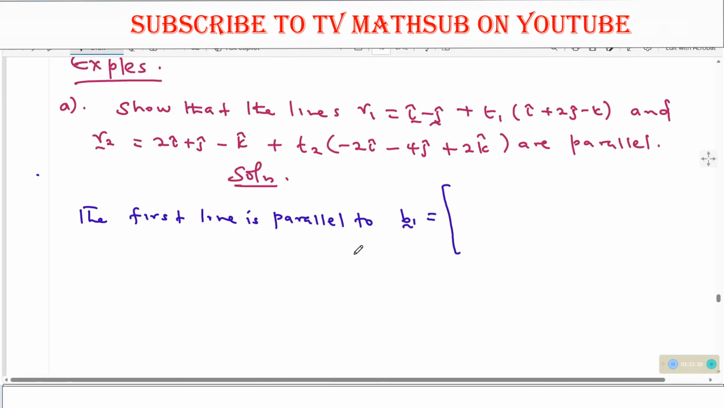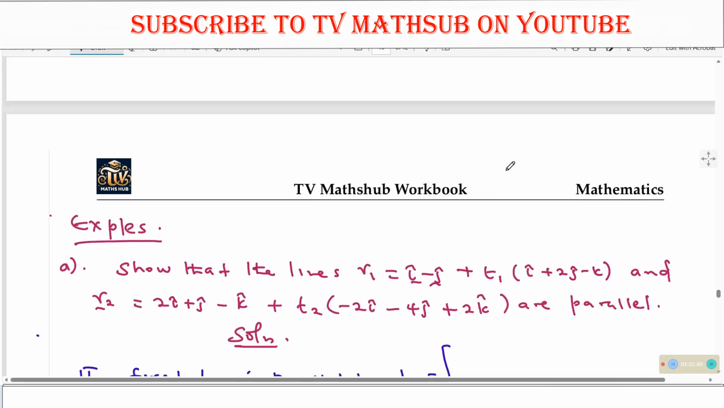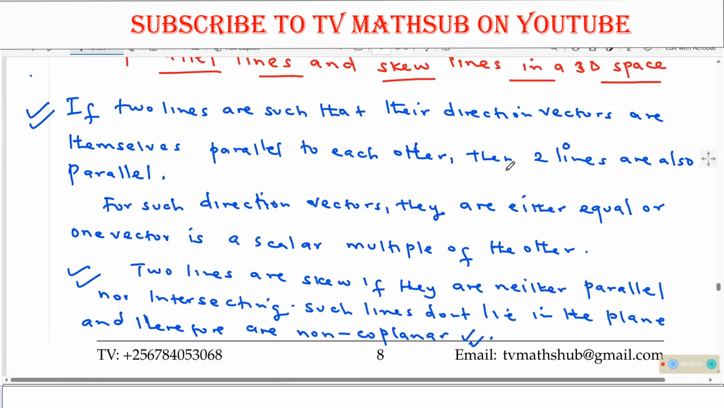Your network is not good. Yeah, I'm not getting you well. I was saying we need to show that these lines are parallel. And if the lines are parallel, as we have seen from the definition here, you must first of all look at the direction vectors. So if the direction vectors are parallel, then you conclude that the lines are also parallel. Okay? Are you getting me? Yeah.